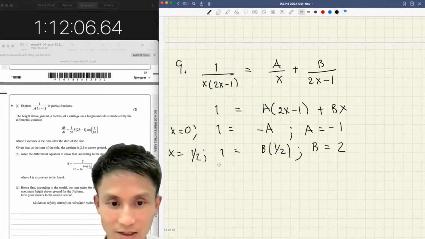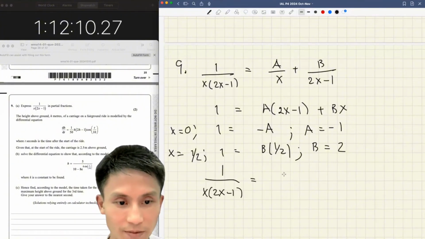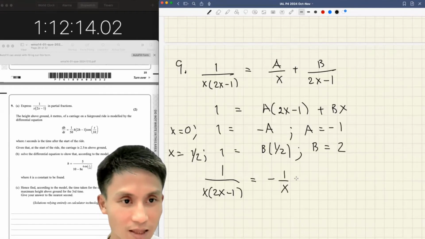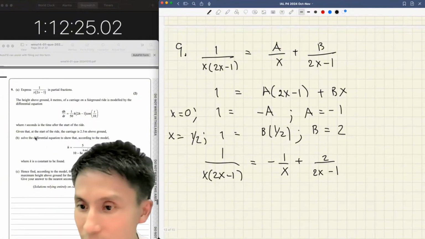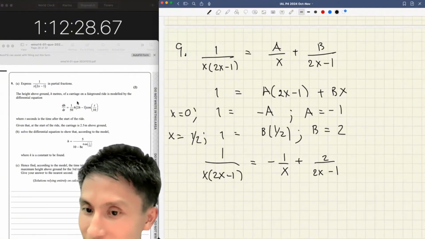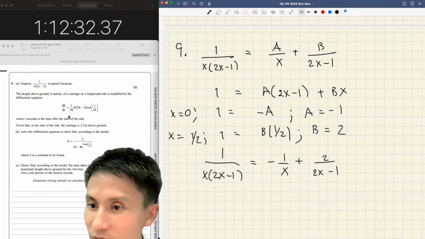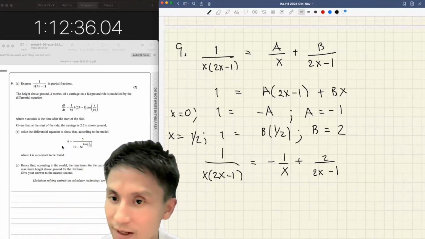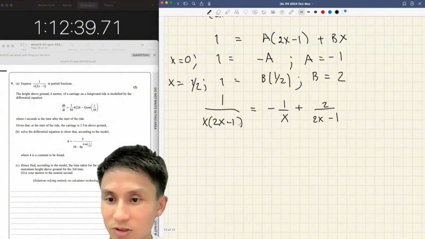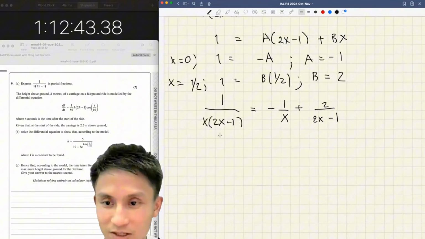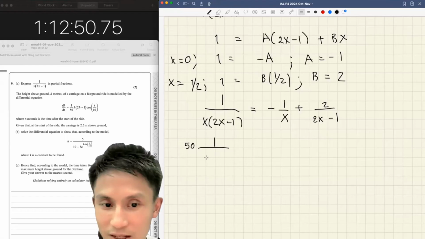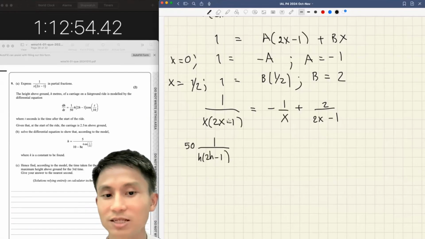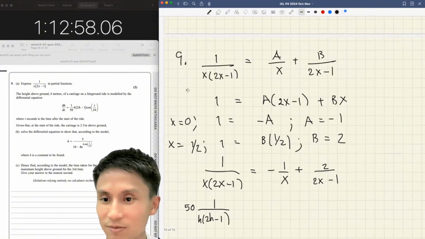Okay, so that means the form of partial fraction would be minus 1 over x and then plus, no, sorry, 2 over 2x minus 1. All right, so that's it. And then solve the differential equation with that, and show that. Okay, we're going to solve this differential equation by separation of variables. Basically we need to move h to the same side as dh. So I might bring 50 up here and then h and 2h minus 1 here. And we see that that's the reason why we did the partial fraction here. Okay, let's do that.